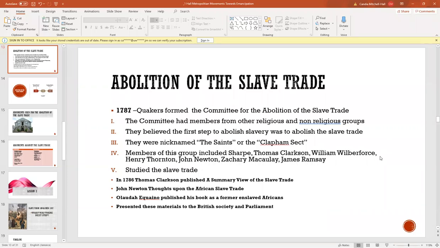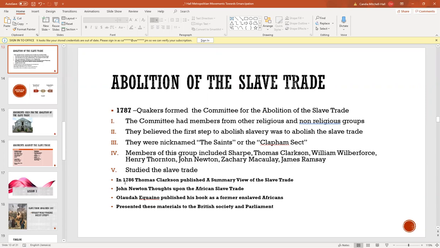Wilberforce was a politician. What they did was they went and started to study the slave trade, and they started to write books about the slave trade. For example, Thomas Clarkson wrote a book called A Summary View of the Slave Trade. John Newton also wrote about his experience of the African slave trade.